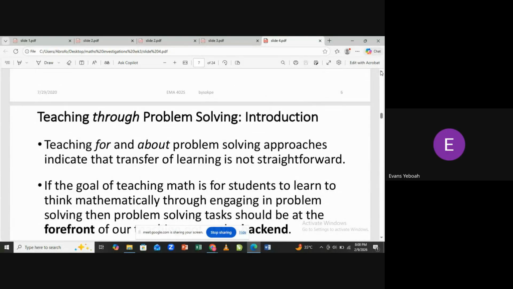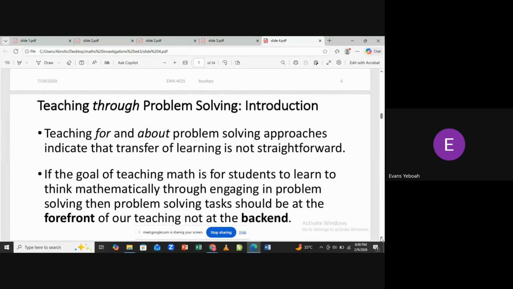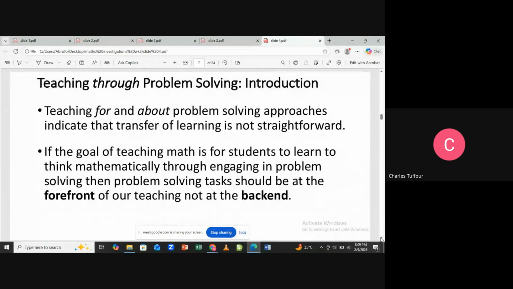Teaching for and about problem solving approaches indicate that transfer of learning is not straightforward. Yet the student must pass through so many procedures before he can get the concept. If the goal of teaching math is for students to learn to think mathematically through engaging in problem solving, then problem solving tasks should be at the forefront of our teaching, not at the back end.